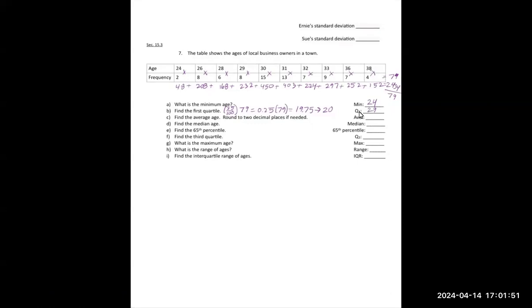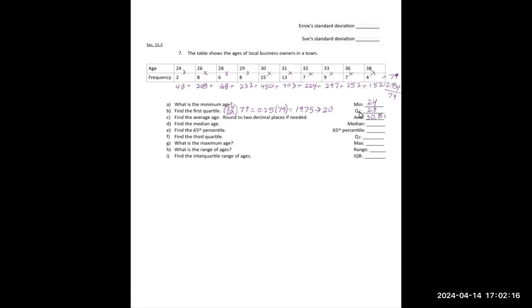So we just added up all their ages and got 2,434. Now we divide by the number of people whose age we collected, 79, and we get 30.81. So I did 2,434 divided by 79 and got 30.81. And that is my average.